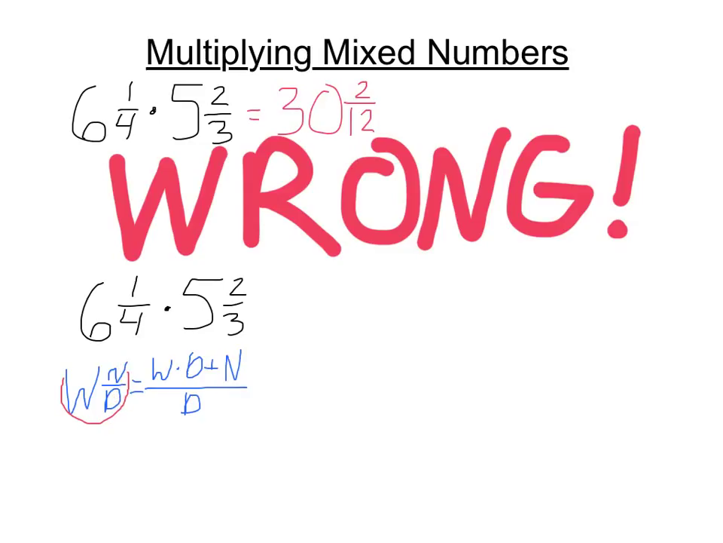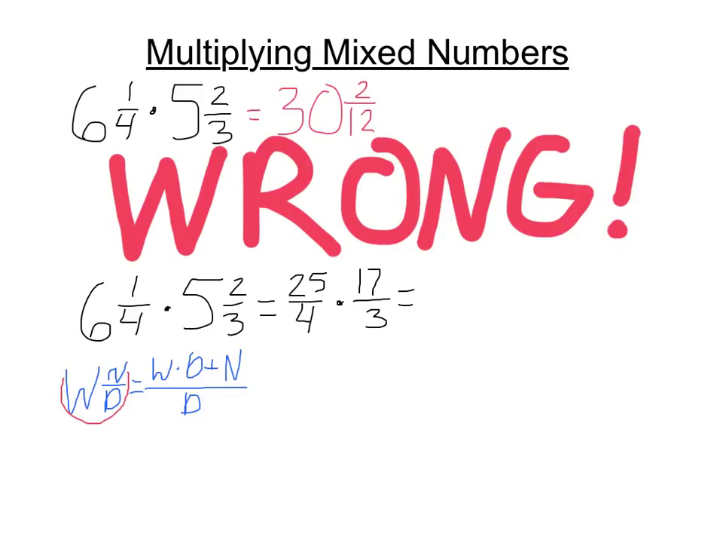So here we go. Back to my mixed numbers then. 6 times 4 is 24, plus 1 is 25. So this becomes 25 over 4, times 5 times 3 is 15, plus 2 is 17 over 3. And now we're ready to multiply.